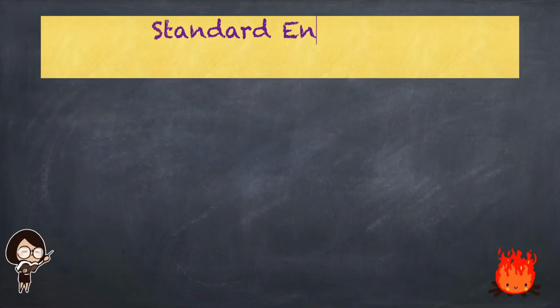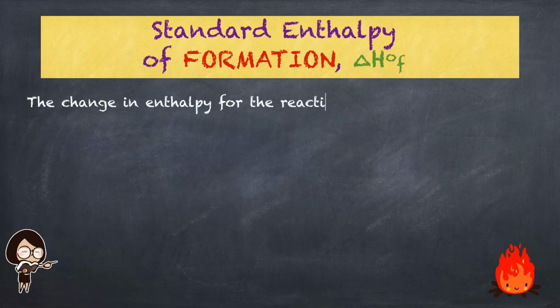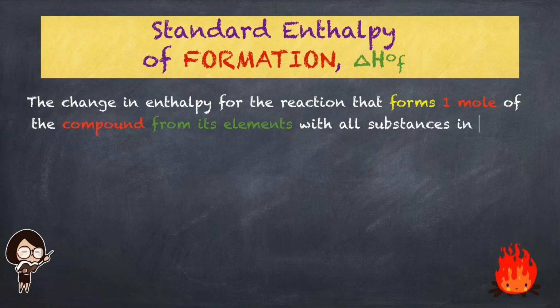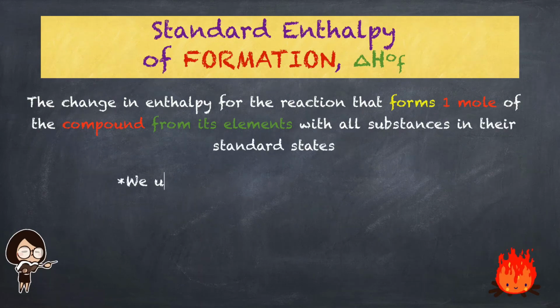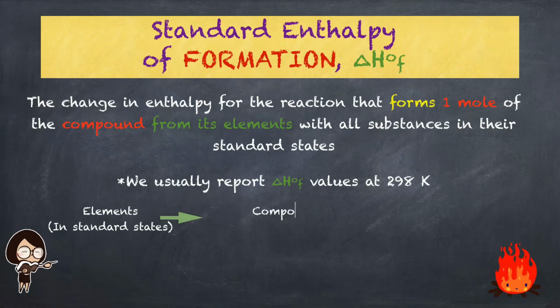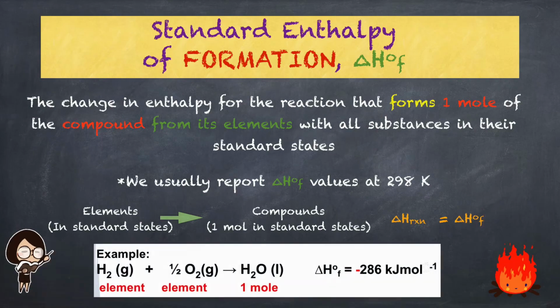Standard enthalpy of formation, delta H naught F. Standard enthalpy of formation is the change in enthalpy for the reaction that forms 1 mole of the compound from its elements with all substances in their standard states. We usually report delta H naught F values at 298 Kelvin. Here is an equation to represent the standard enthalpy of formation.